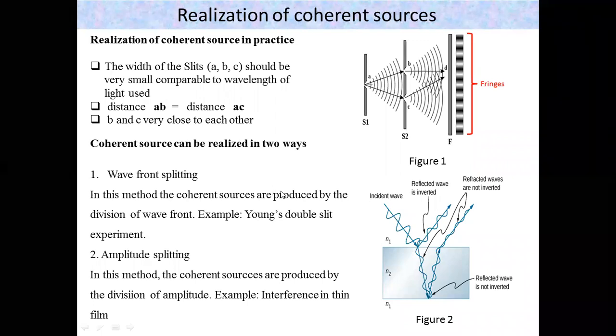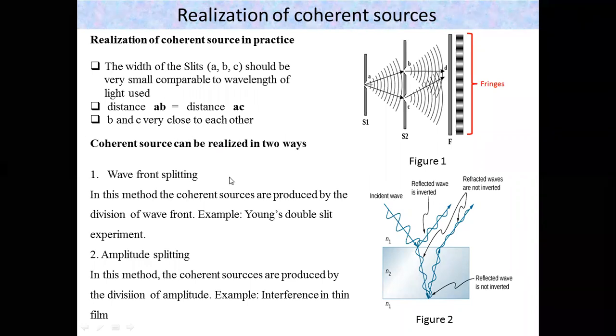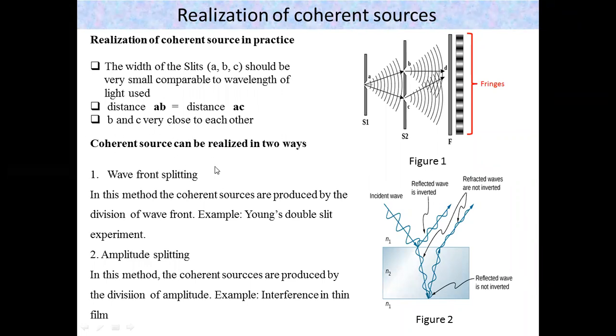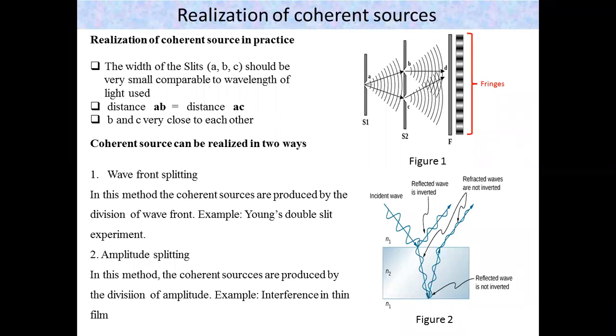There are two techniques for realizing the coherent source. Number 1, wavefront splitting. And number 2, amplitude splitting. Figure 1 shows the method of wavefront splitting for the production of coherent source.